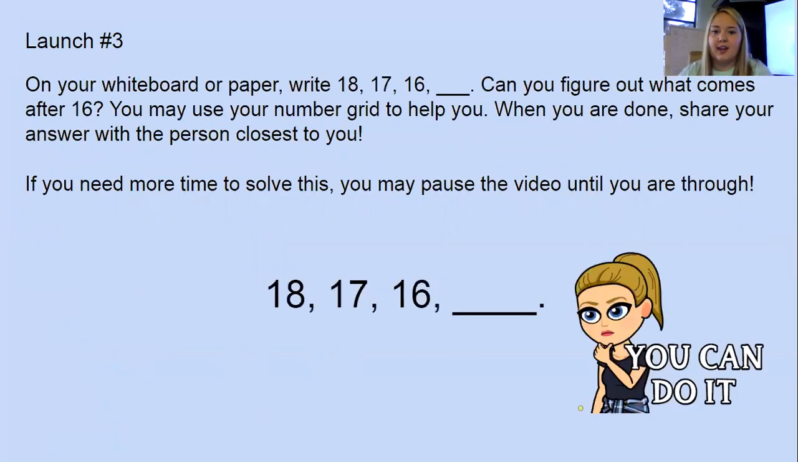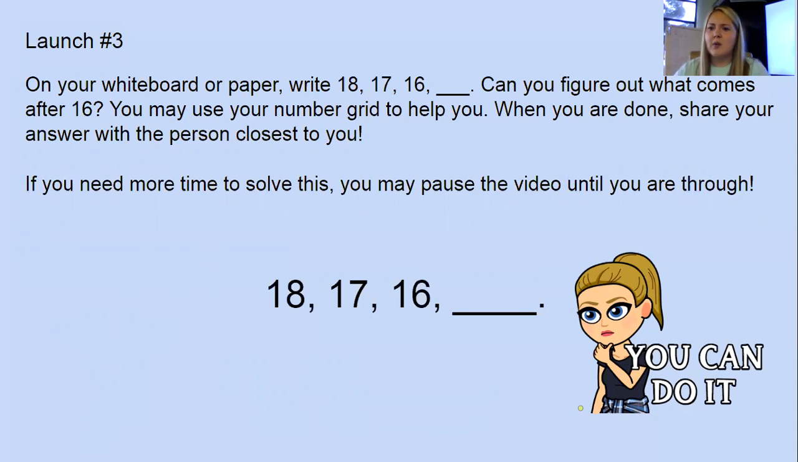Launch number 3. This one is a little tricky, but I know you guys can do it. For this launch, you're going to be counting backwards. The last 2, we counted up, we counted forward, but now we're going to be counting backwards. So when you use your number grid, here's a little hint. For this one, you're going to want to look at the number that comes before the ones in this sequence instead of after, okay? So launch 3 says, on your whiteboard or paper, write the sequence 18, 17, 16, blank.